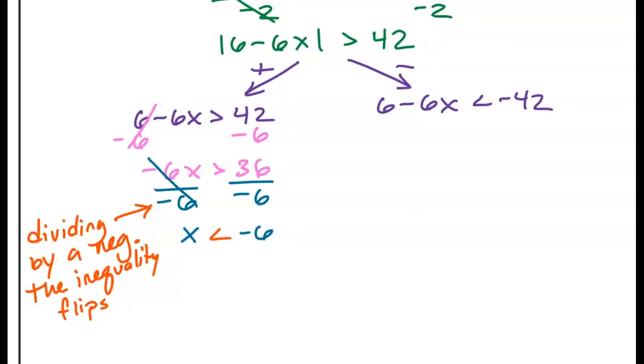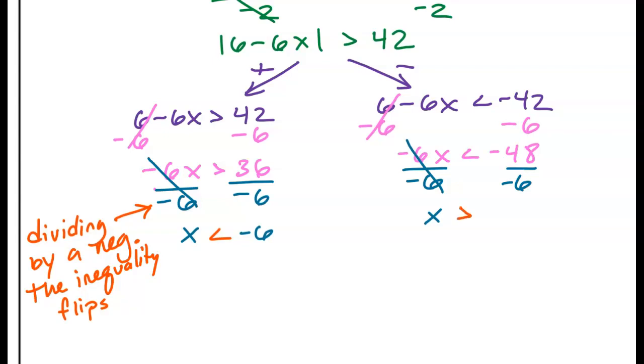We do the same thing on the negative side. We're going to subtract 6 over, and we have negative 6x is less than negative 42 minus 6 gives us negative 48. And we're dividing by negative 6. Again, we're dividing by a negative. So I have x is greater than, see my inequality sign flipped again. My inequality sign flipped again because I divided by a negative. Whenever you divide by a negative, your inequality sign flips.